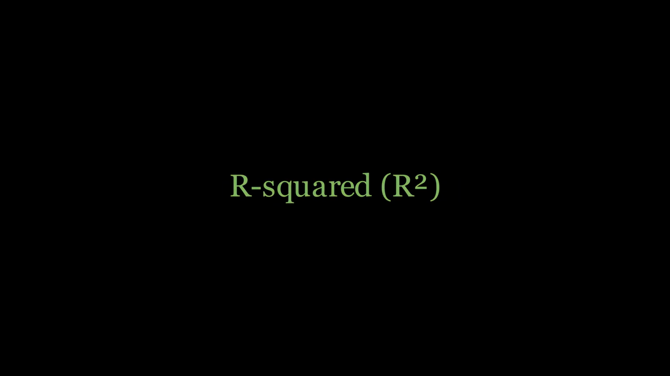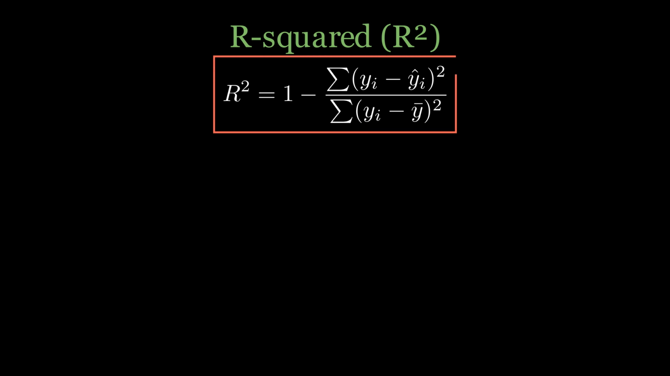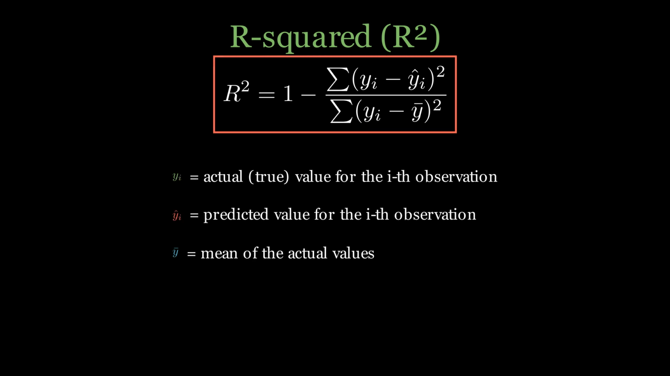Now, let's explore R squared, also known as the coefficient of determination. R squared is calculated using the following formula. In this formula, yi represents the actual values, y hat i represents the predicted values, and y bar is the mean of the actual values.